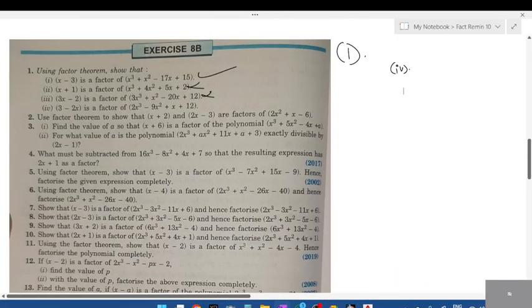Next one. Look at the second main, students. What do you have to prove here? Use factor theorem to show or to prove it's the same. How many divisors are given here? Two divisors. So what do you understand by this question, students? What are you supposed to do when there are two divisors? How many times do you have to solve this question? Once or twice?